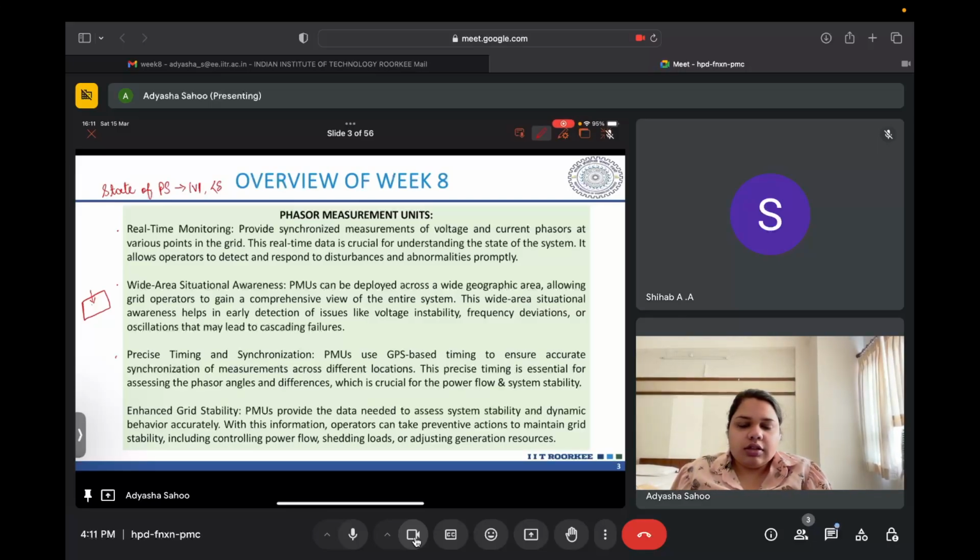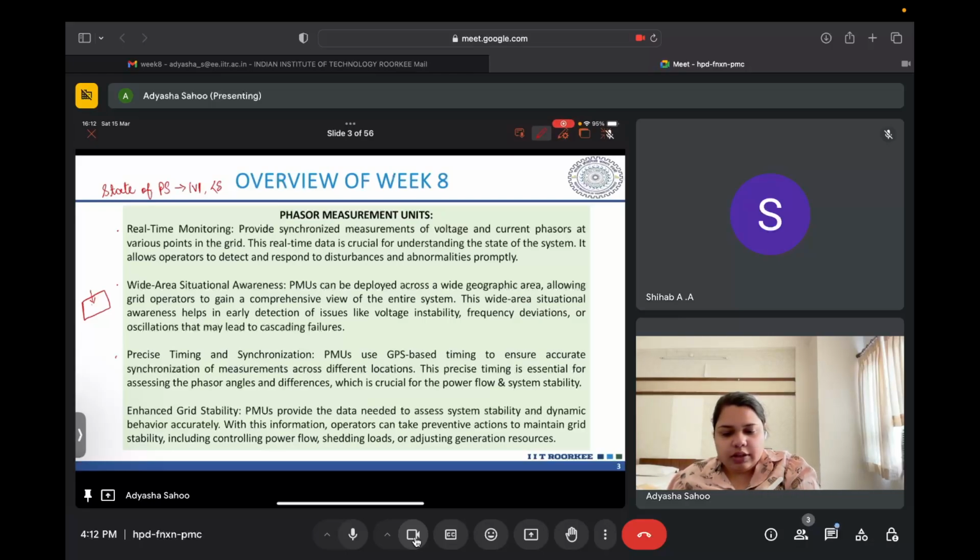So the next thing is enhanced grid stability. As I said, the PMUs will provide the data that are required to carry out various power system stability studies, various dynamic studies, and with these studies, the operator can take various preventive and corrective actions to maintain the grid's stability. And what are these control actions?